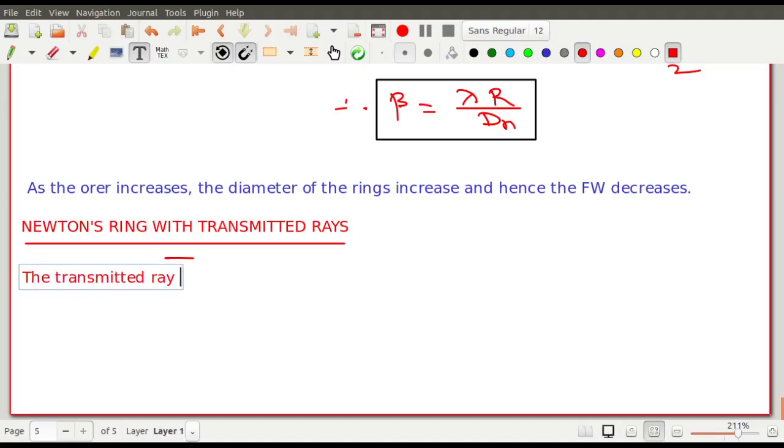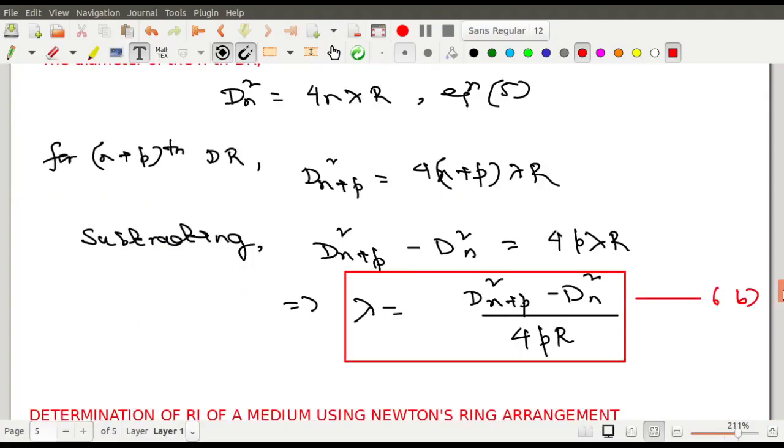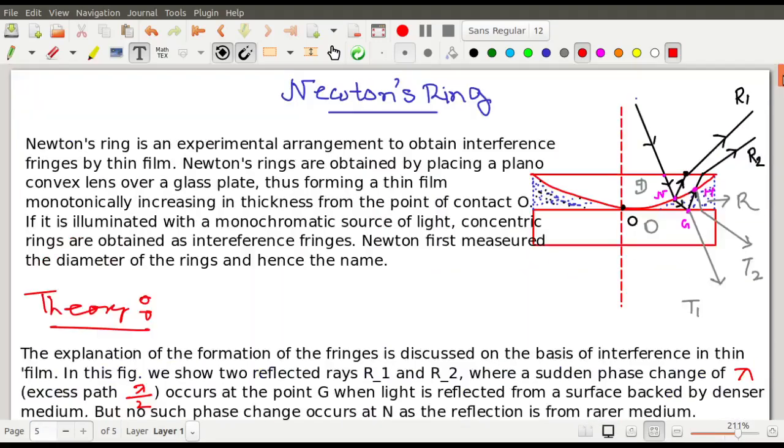Ray T1. Actually, I did not speak completely correctly. T1 actually did not suffer any phase change, but T2 suffers two phase changes, that is pi plus pi, 2 pi. So T1 doesn't have any phase change, because T1 is only a transmission. But in T2 you have two reflections, one of the reflections is at G and another reflection at H.